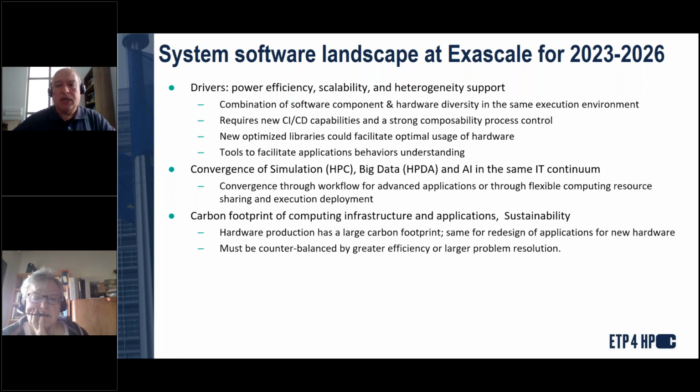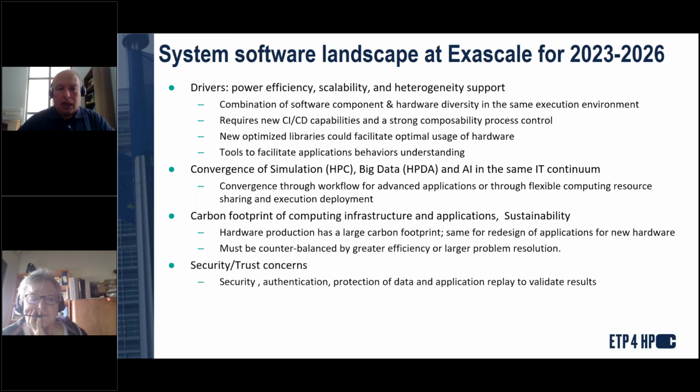This was highlighted in our report for SRA 5. Whatever cost we assign to the carbon footprint, we need to see if it can be adequately counterbalanced by greater efficiency or larger scales of problems to be addressed on this complex infrastructure.